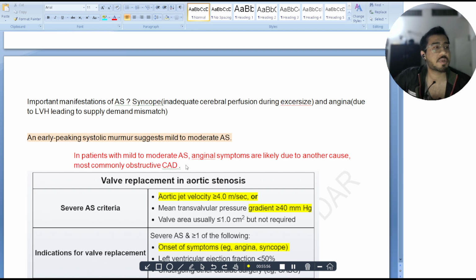obstructive CAD. So if a patient has aortic stenosis, you might confuse the anginal symptoms to be a result of just aortic stenosis, but if it's mild or moderate, you need to suspect coronary artery disease as well, especially if the patient has comorbids such as diabetes and hypertension. So what I mean to say is, if a patient has aortic stenosis and has angina, it's not written in stone that the reason is just AS. It can be coronary artery disease as well.